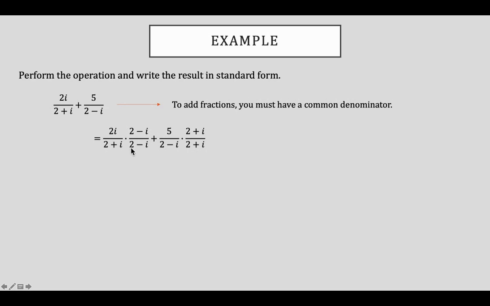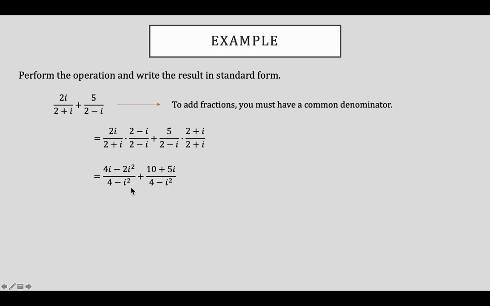Notice that when we FOIL, the products of our outer and inner terms add to 0 because they are complex conjugates of each other, minus an i squared. And in my second fraction, my numerator is going to be 10 plus 5i. So I have (4i minus 2i squared) over (4 minus i squared) plus (10 plus 5i) divided by (4 minus i squared). So the good news is that we have a common denominator now, which means we can combine these fractions.